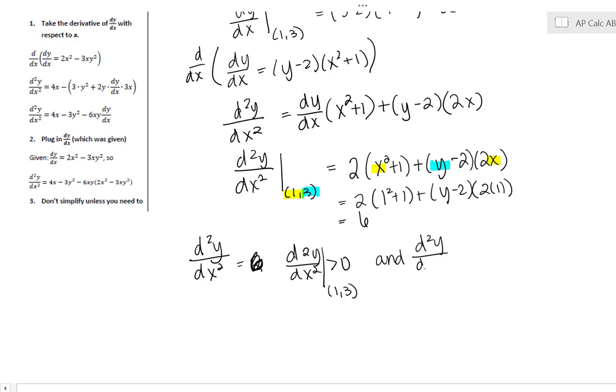And it is continuous. Now I know that this is continuous because if I go back and look, there are no breaks, there are no denominators that could equal 0. So I can reach my conclusion and say because it's greater than 0 and because it is continuous, then y equals f of x is concave up.